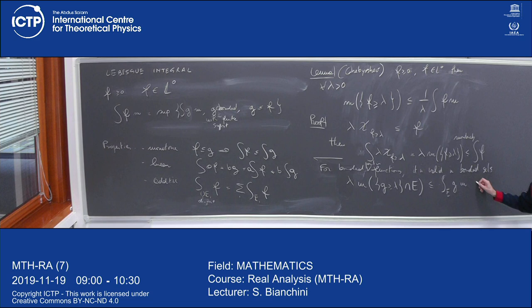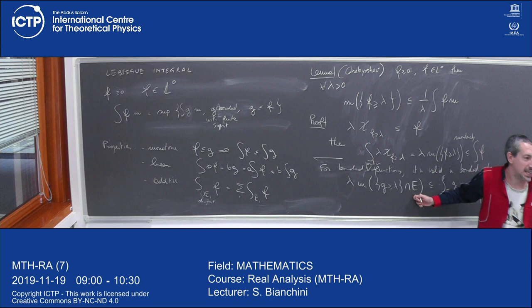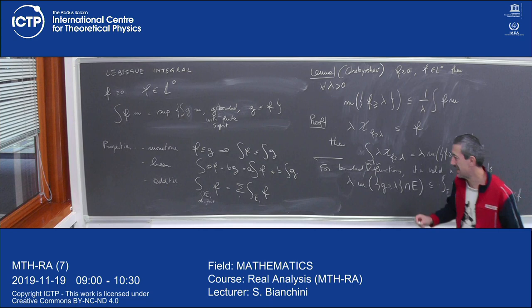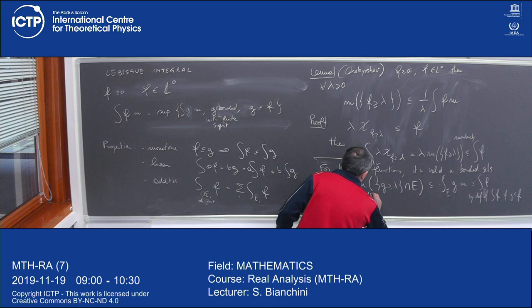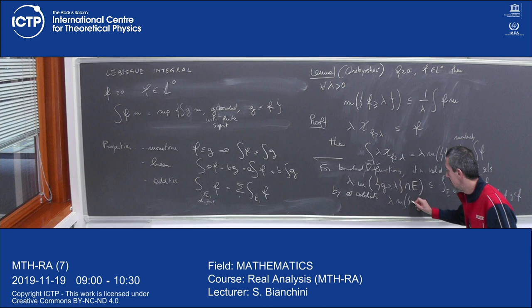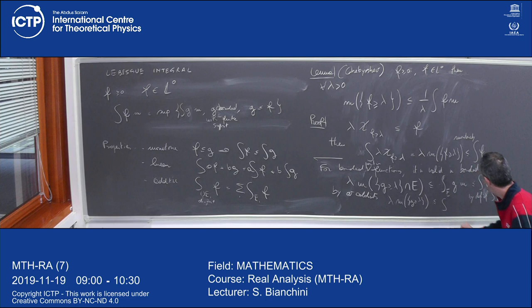By definition of integral, if g is less or equal than f. This is the definition. So now I have just to pass to the limit. The measure is additive, so I can just take intervals here. So by sigma additivity, this becomes lambda times the measure of the set where g is at least lambda, less or equal than the integral of f, for all g bounded and less or equal than f.